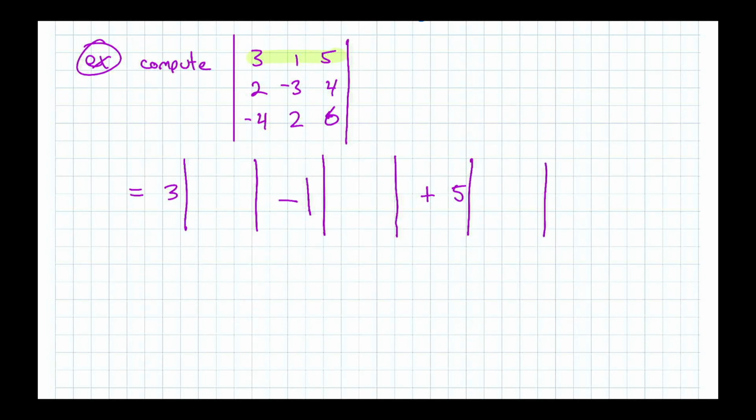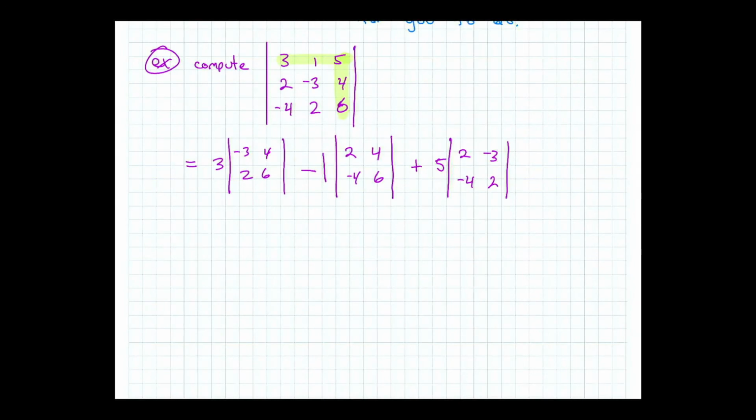Okay, and don't forget that it's always plus minus plus when you expand along the top row. So there you have it. And then you just have to get the stuff in the smaller ones correct. When you cross out the row and column of 3, you're left with -3, 4, 2, 6. If you cross out the row and the column of the 1, you're left with 2, 4, -4, 6. And if you cross out the row and the column of the 5, then you're left with 2, -3, -4, 2.